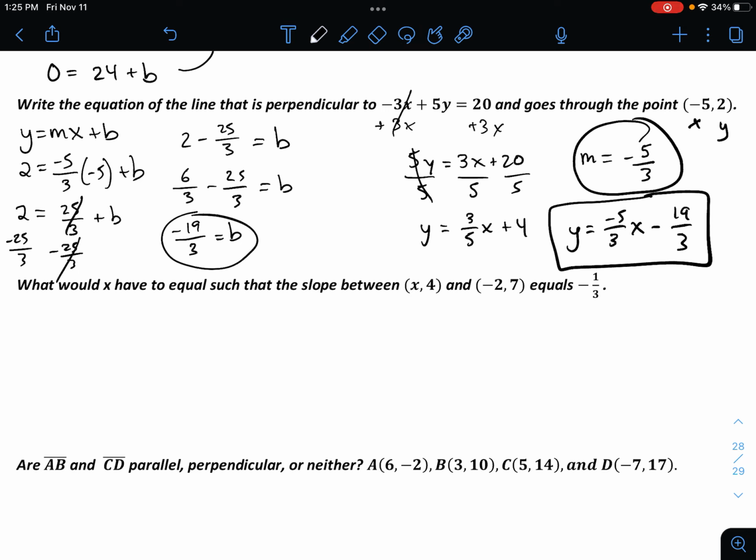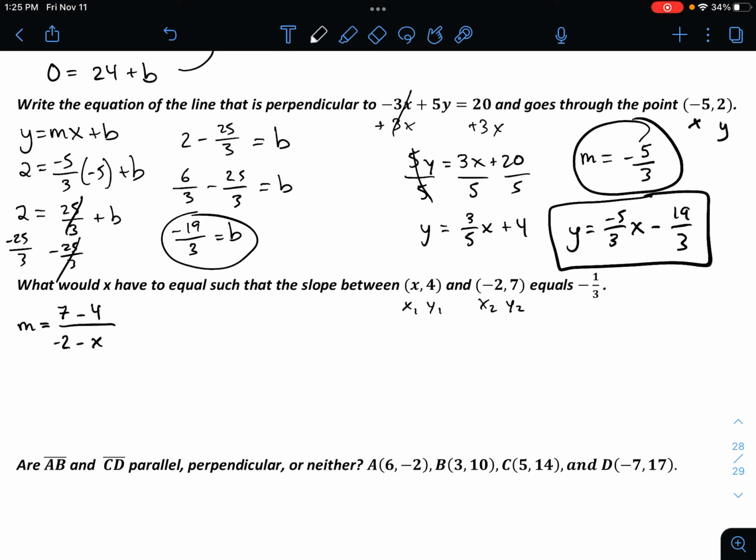All right, next one, we're looking for what would x have to equal such that the slope of these 2 points equals negative 1/3. So I know I've got 2 points, so there's my x1, y1, x2, y2. So we know that the formula is slope equals y2 minus y1 over x2 minus x1.